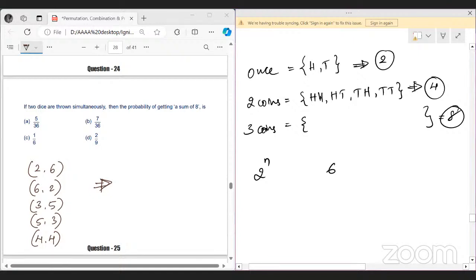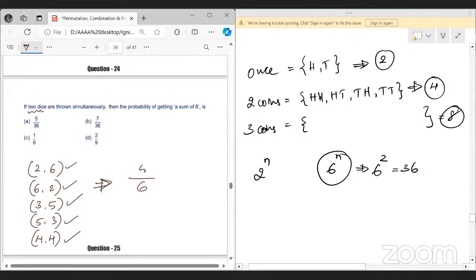Same thing goes with the dice also. If you throw it once, you will have 6 outcomes. If you throw it n times, the number of outcomes will be 6 power n. n can be either the number of times the dice is thrown or the number of dice thrown simultaneously. Here it is given that 2 dice are thrown. That means the total number of outcomes will be 36. So the total number of outcomes is 36, out of which the desired outcomes are how many?